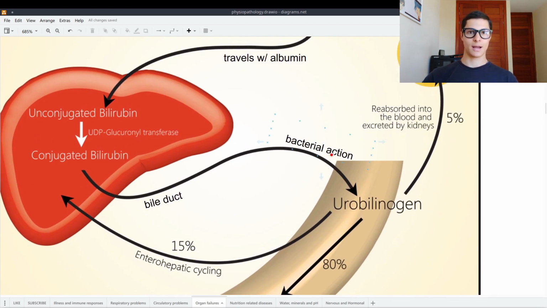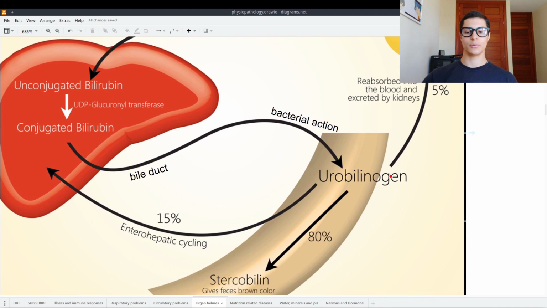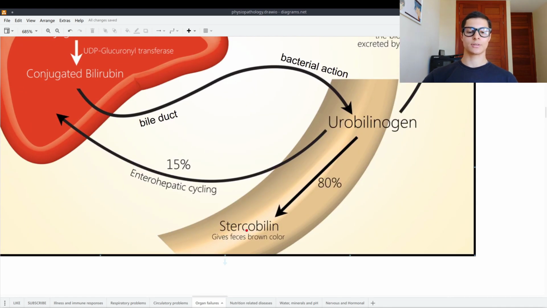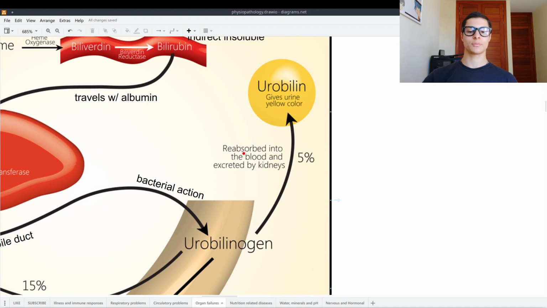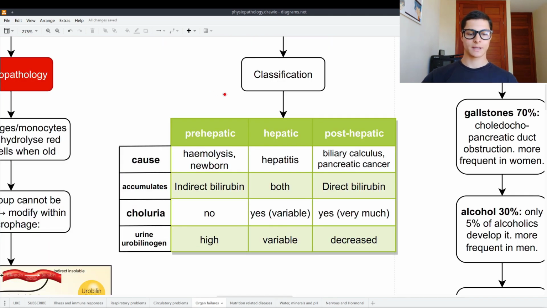Here the bacterial action creates the urobilinogen. 80% of urobilinogen is converted into stercobilin, which gives the feces the brown color. 15% of it goes to the enterohepatic cycling, and 5% of it is reabsorbed into the blood and excreted by the kidneys as urobilin, which gives urine the yellow color. Keeping that in mind, we have a classification.